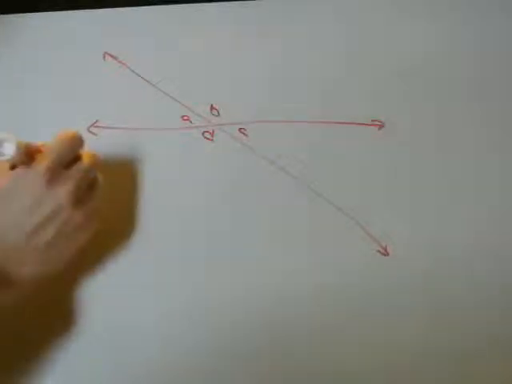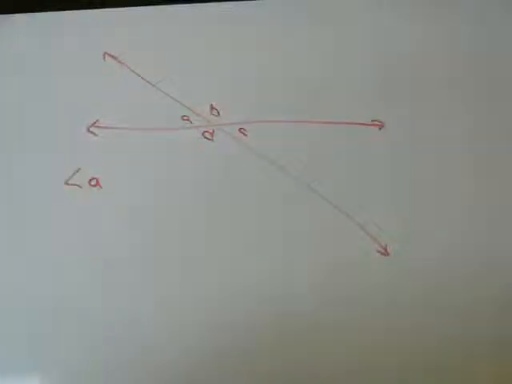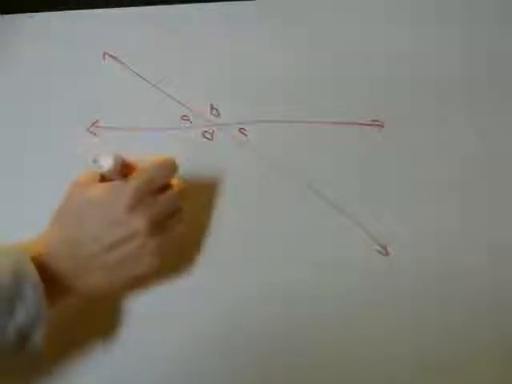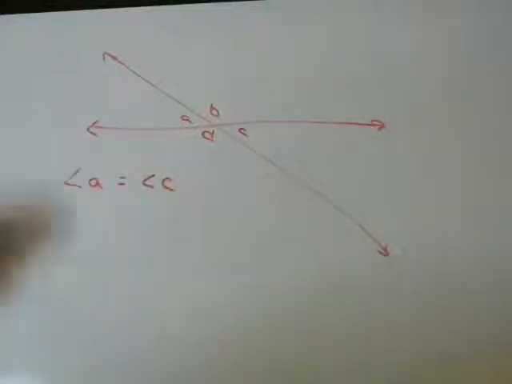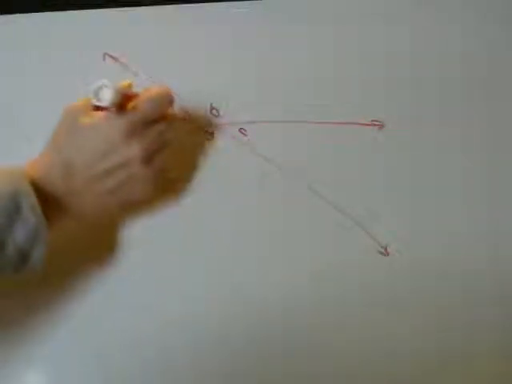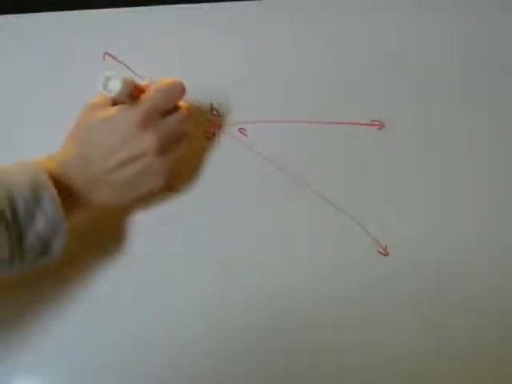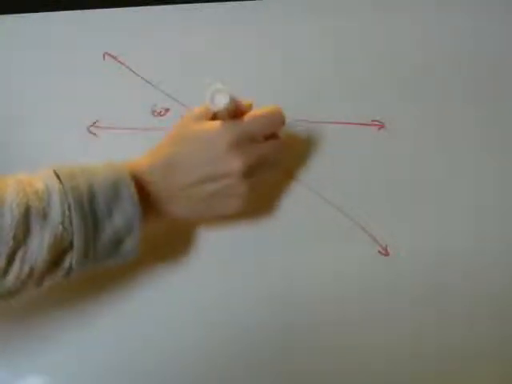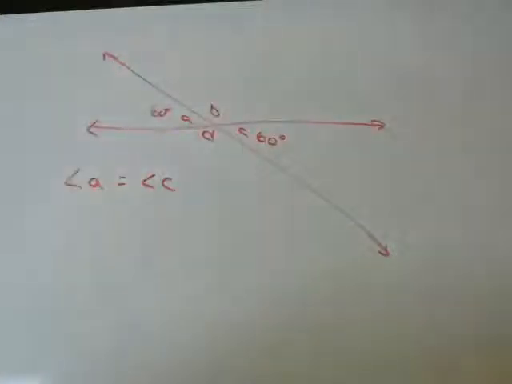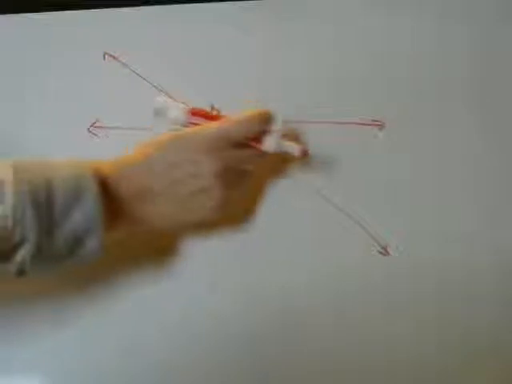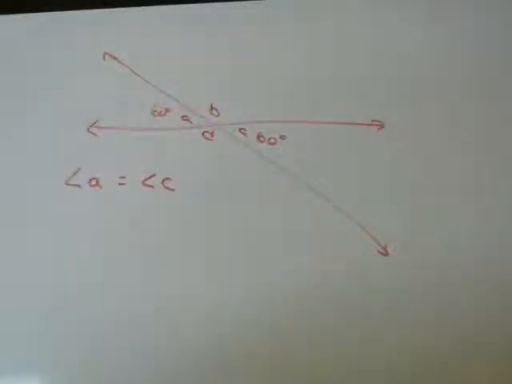So the way that we write angle is like that. So angle A equals angle C. So if angle A was a measurement of 60 degrees, then angle C would be a measurement of 60 degrees. They're always going to be equal. If you have two lines that cross, angles that are across from each other are always the same measurement. So we call them equal. So we also have angle B and angle D. They are the same measurement as well.